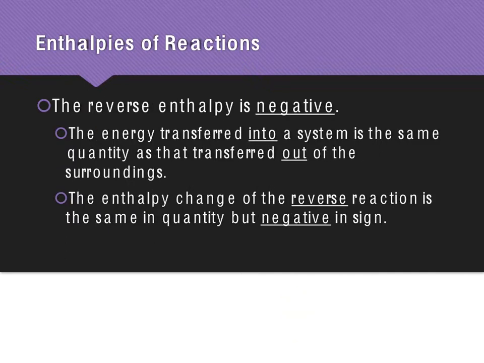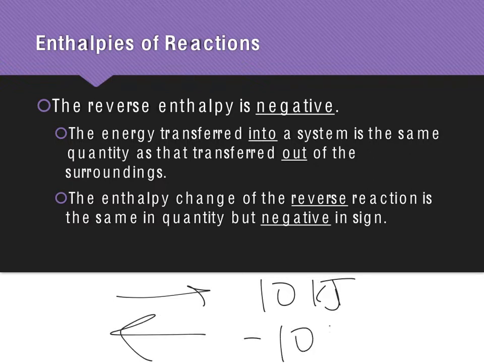Number 2, the reverse enthalpy is negative. So the energy transferred into a system is the same quantity as that transferred out of the surroundings. So if you reverse a reaction, it's the same amount of energy. It just may be coming into the system as opposed to out, or out as opposed to in. And the enthalpy change of the reverse reaction, mathematically, is the same in quantity, but negative in sign. So if this way was 10 kilojoules, this way is negative 10 kilojoules. That's just kind of what we're talking about.